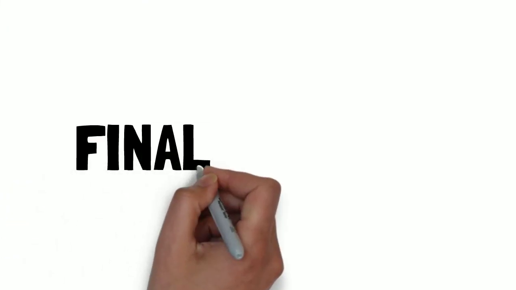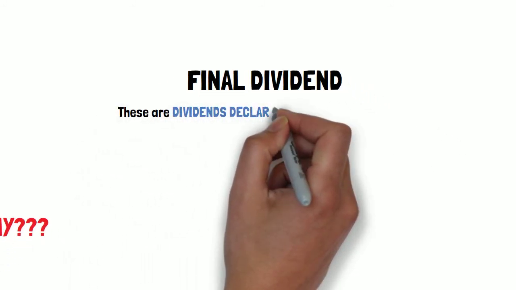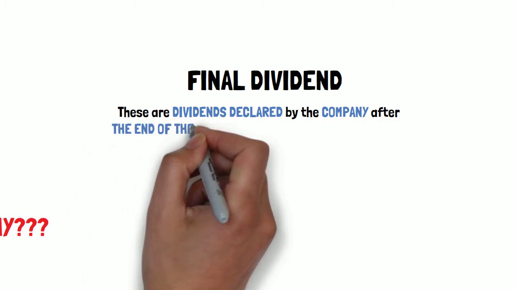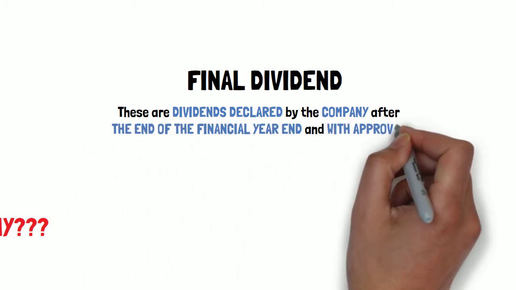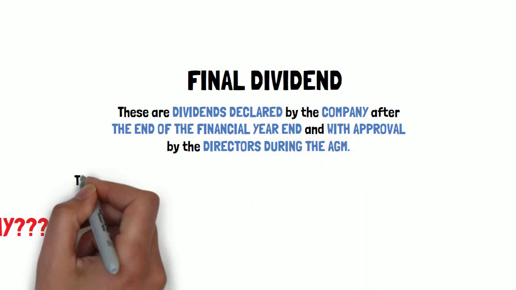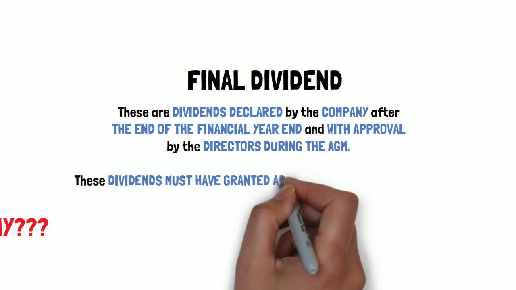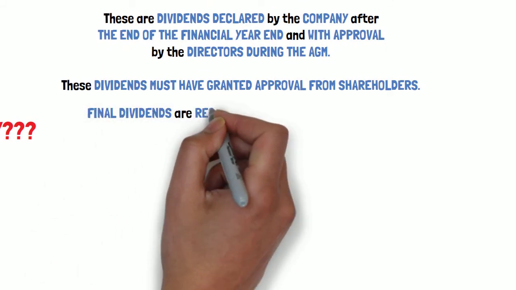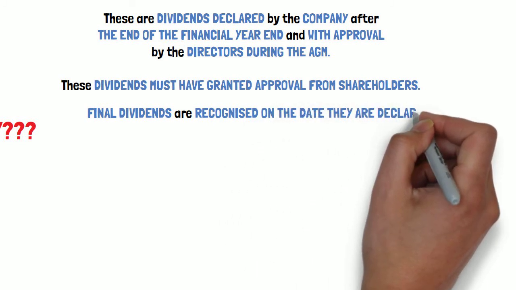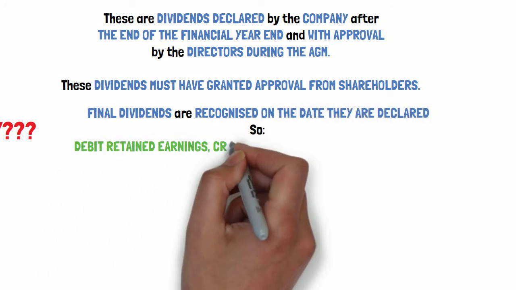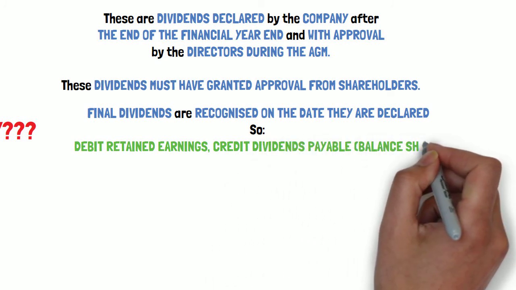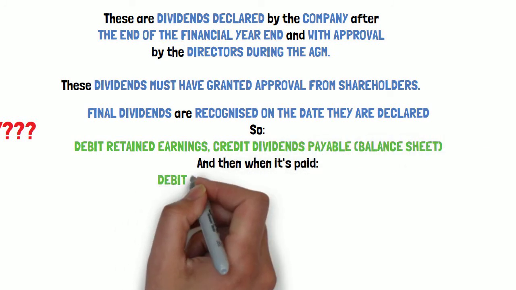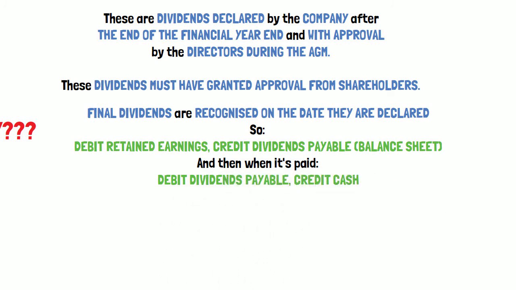The second type of dividends are final dividends. These are dividends declared by the company after the end of its financial year end and are with the approval of the directors in the AGM as well as the shareholders in the AGM. Because this is more formal and because it's received shareholder approval, it is virtually certain that this is going to be paid out, and therefore final dividends can be recognised on the date they are legally declared.